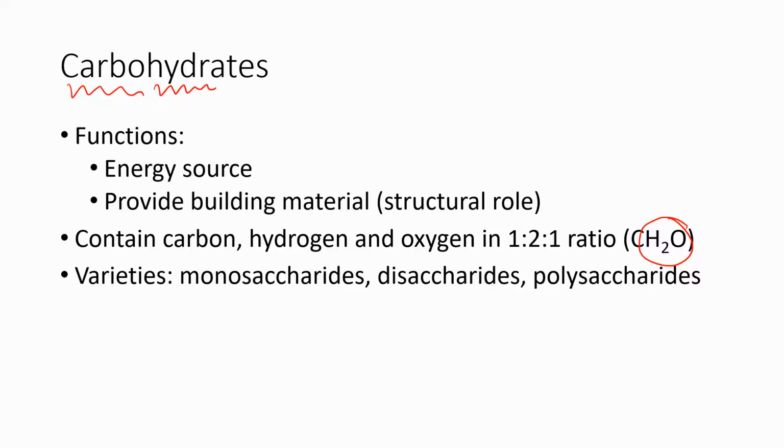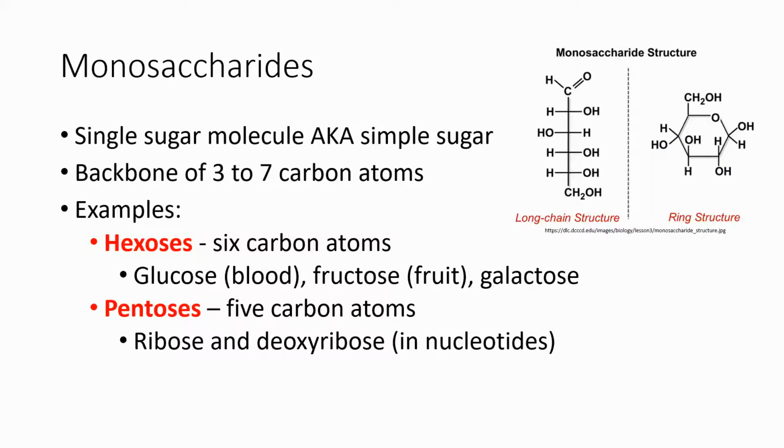The different terms we use for anything you see with saccharide in it is going to be associated with a carbohydrate. So a monosaccharide is a monomer, a disaccharide is a dimer, and a polysaccharide is a polymer of a carbohydrate. So monosaccharides are also called simple sugars.